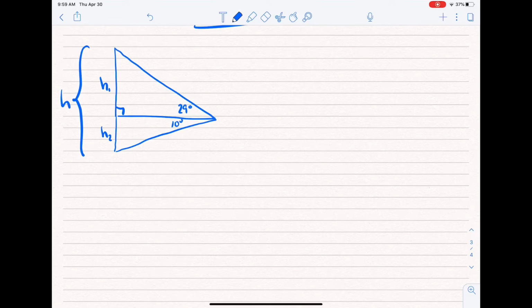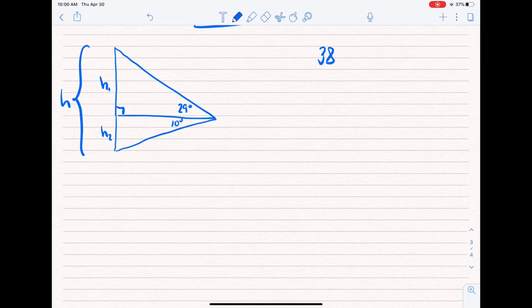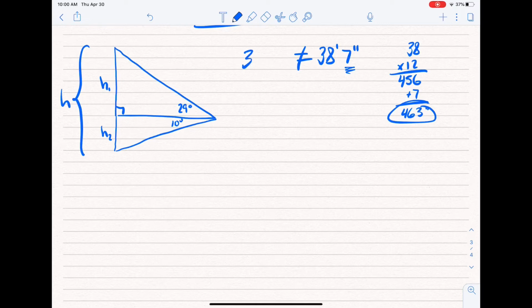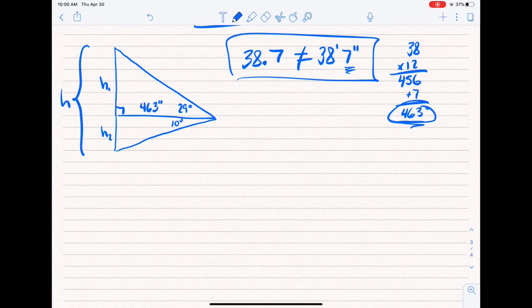Okay, so before I go any further, I want to make sure I know how to convert that. 38 feet and 7 inches. What I would do is take 38 and multiply it by 12, and I get from that 456. Then I add my inches to that. So then I say plus the 7 more inches, and that gives me 463 inches. Because see, 38 feet and 7 inches is not the same thing as 38.7, but a lot of people think that. Okay, those are not the same thing. So you really got to convert it all the way to inches. So I'm going to say now this is 463 inches.